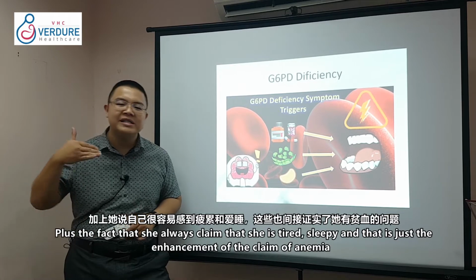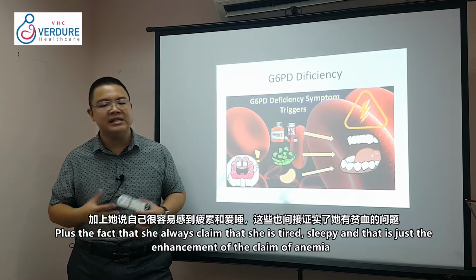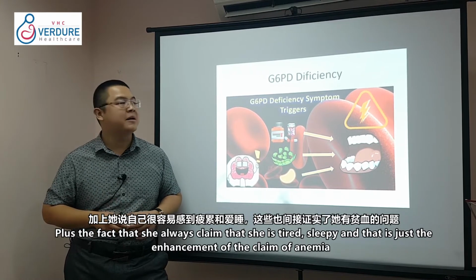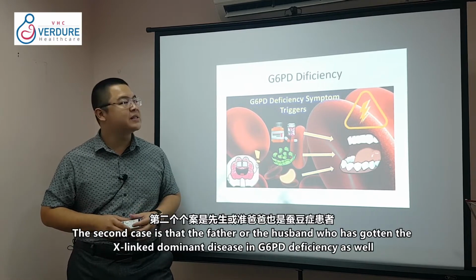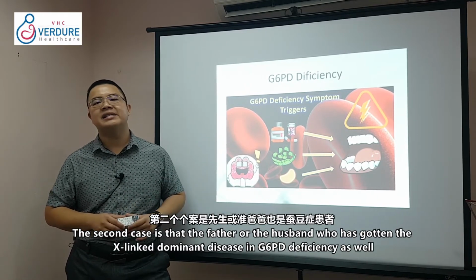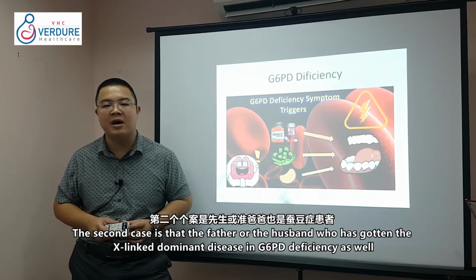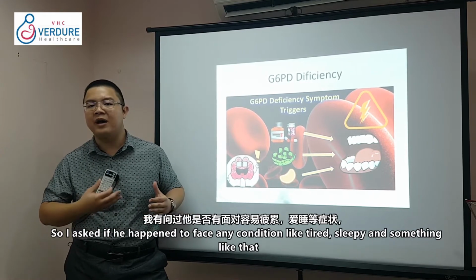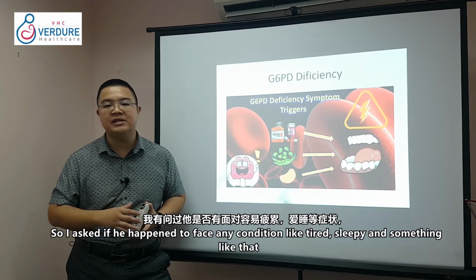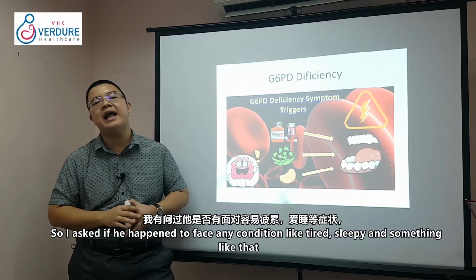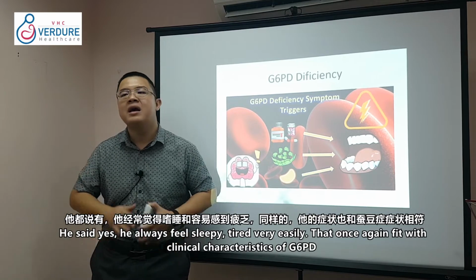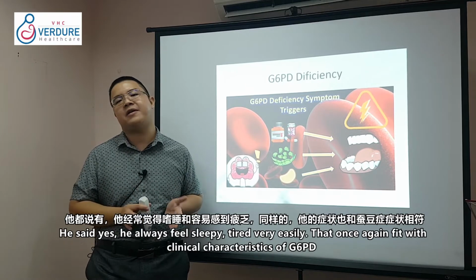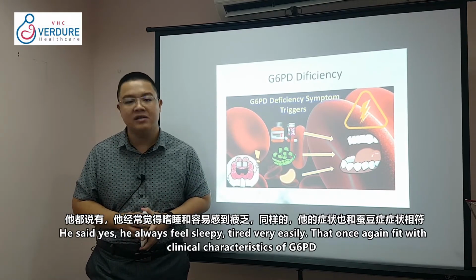So in that case, it really fits with the clinical characteristics of anemia in general. Plus the fact that she always claimed that she feels tired and sleepy is just an enhancement to the claim of anemia. But the second case was that the father, or the husband, has actually gotten this X-linked dominant disease in G6PD as well. So I asked him, okay, sir, have you faced any conditions such as being tired, sleepy, something like that? Yes, he said, I always feel sleepy, I always feel tired, very easily. So that once again fits with the clinical characteristics of having G6PD deficiency.